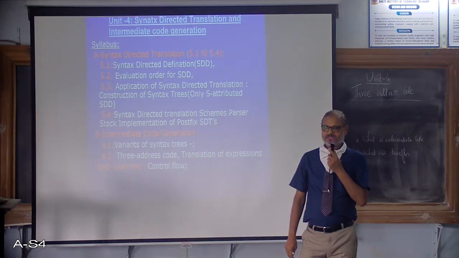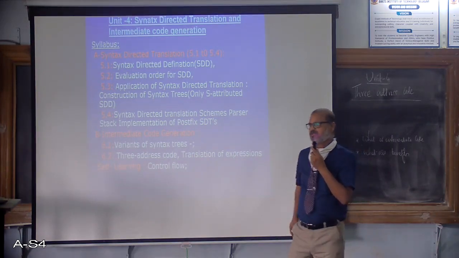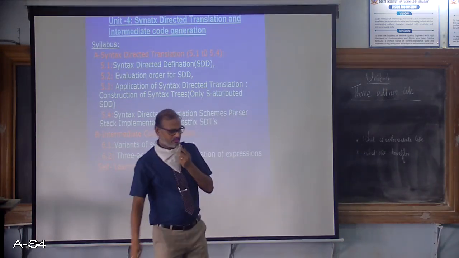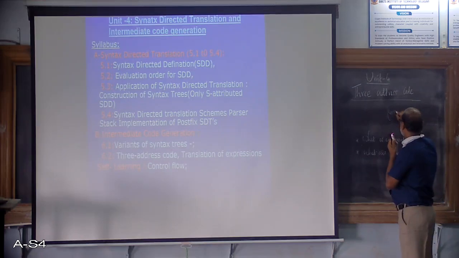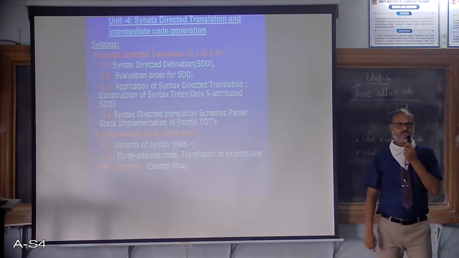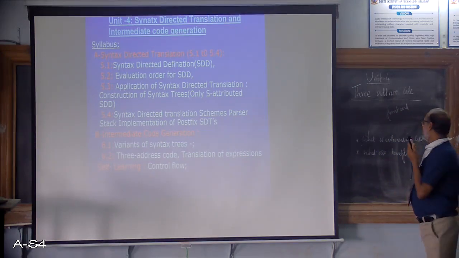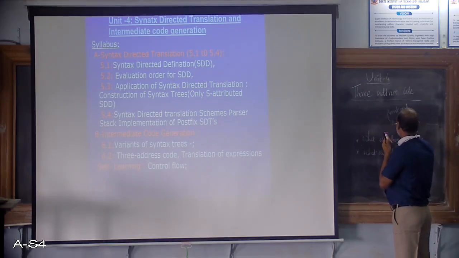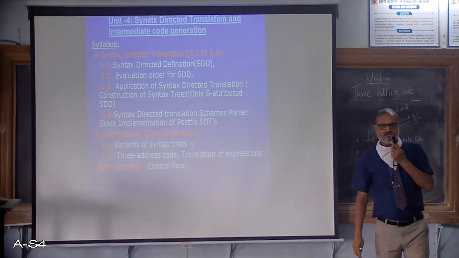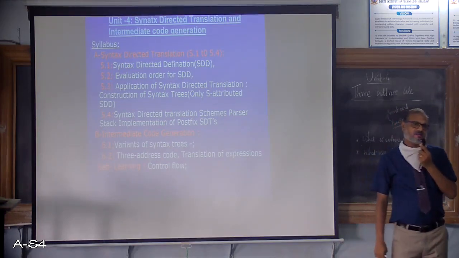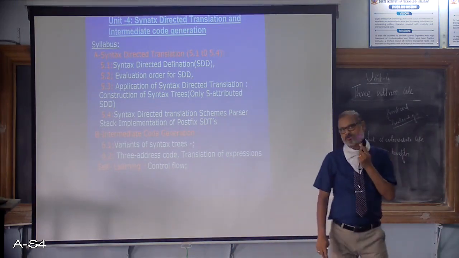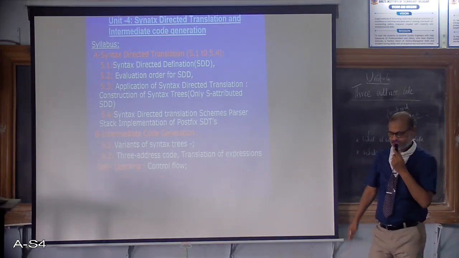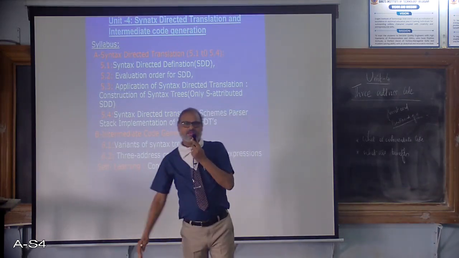In the whole compilation process, there are two parts. One is the analysis model, and the second is the synthesis model. The analysis model is the front end of a compiler, and the synthesis model is the back end of a compiler. If you look at the front end of a compiler, there are four important phases, from lexical analysis to intermediate code generation: lexical analysis, syntax analysis, semantic analysis, and intermediate code generation.